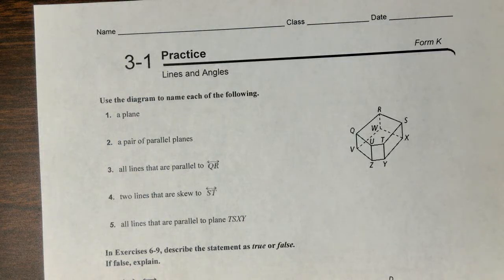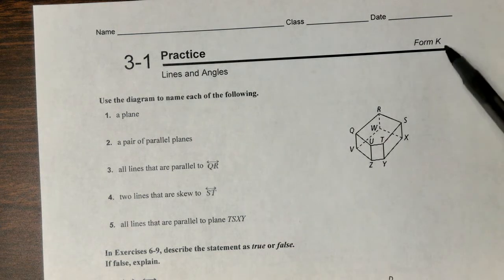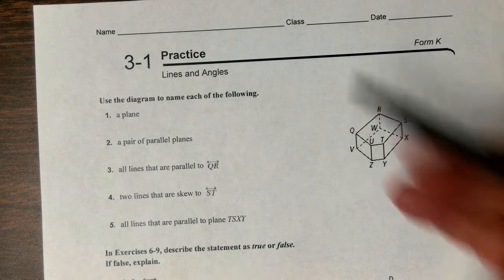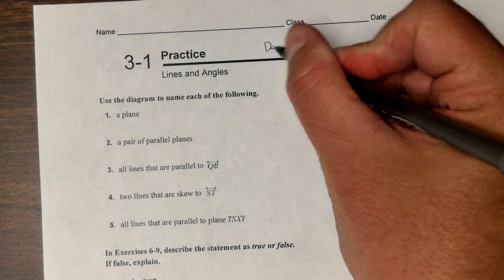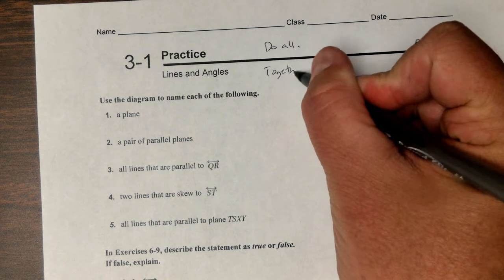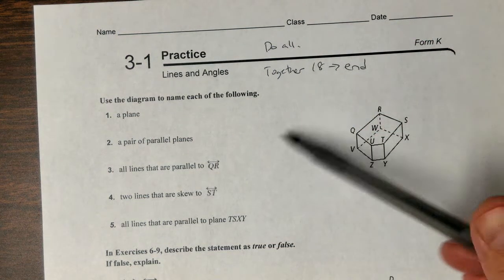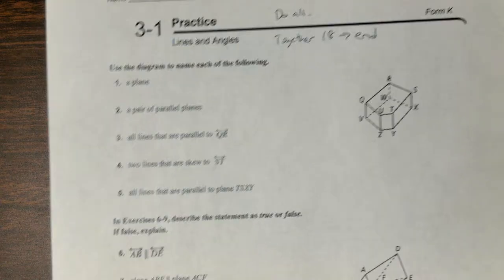Okay, so this video is basically on 3-1 practice, Form K. This is the hint. So remember, you need to do all of them, and the only ones we're doing together are 18 to the end. So you are responsible for all these others.